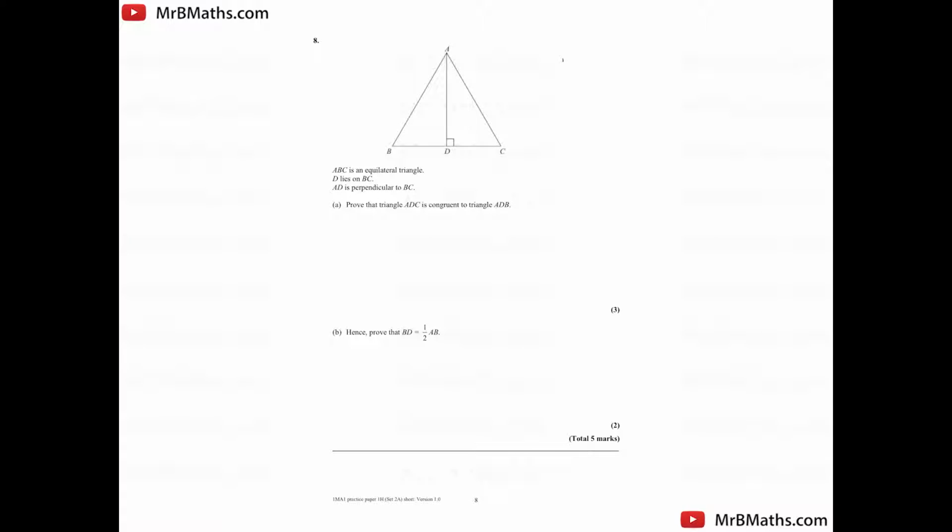ABC is an equilateral triangle. D lies on BC. AD is perpendicular to BC. Prove that triangle ADC is congruent to ADB.